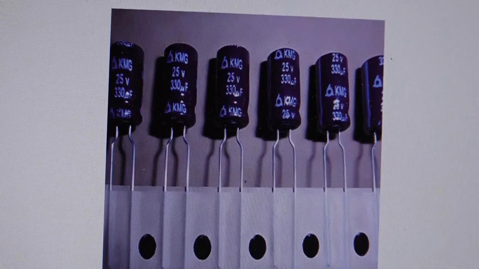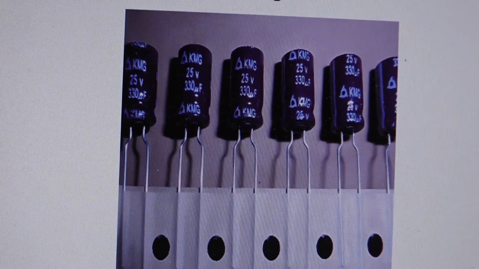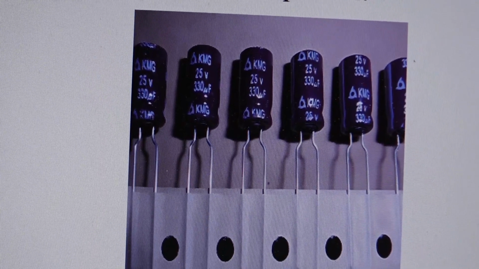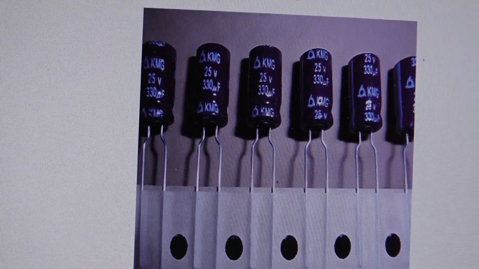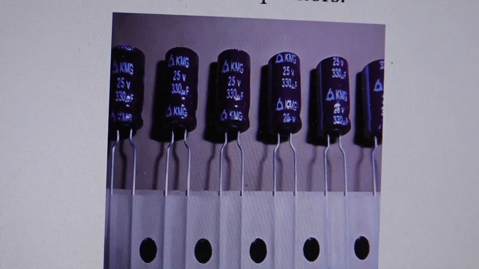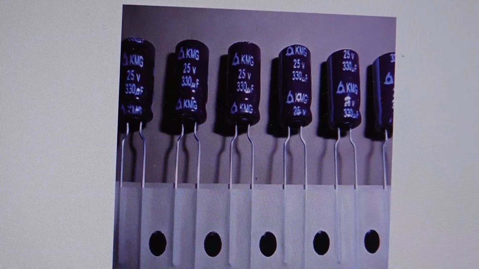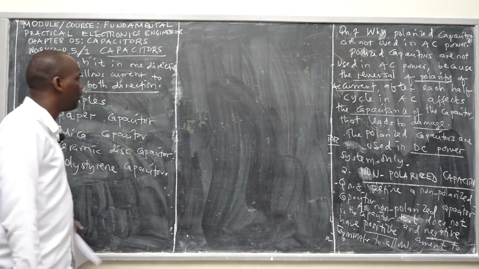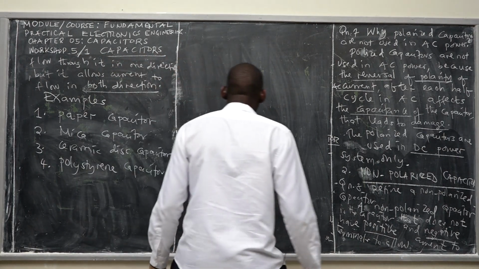These capacitors look very nice, and you can find them in the motherboards of computers and flat screen televisions. You have to bear in mind that whenever you find them, those are polystyrene capacitors. They are non-polarized capacitors. These are the examples of non-polarized capacitors.